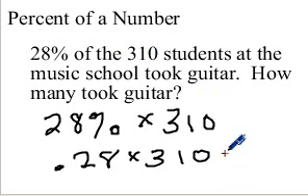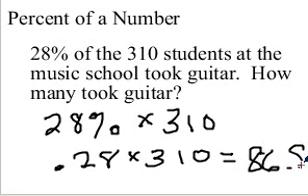So when I do my multiplication, I end up with 86.8. So 86.8 students took guitar. Now whenever you're working with percents or decimals, you know that there's no such thing as 0.8 of a person. So the answer probably is 87 students took guitar. So you round it off to the next person in this case.